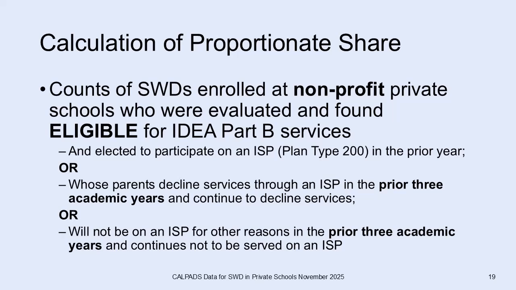The second thing is there are sometimes other reasons that a student will not be on an ISP at that private school. So if they were not on an ISP in the initial year of evaluation and they continue to be enrolled at the private school and they are not on an ISP for other reasons, then that student would also be counted in your private school counts for the proportionate share calculation.